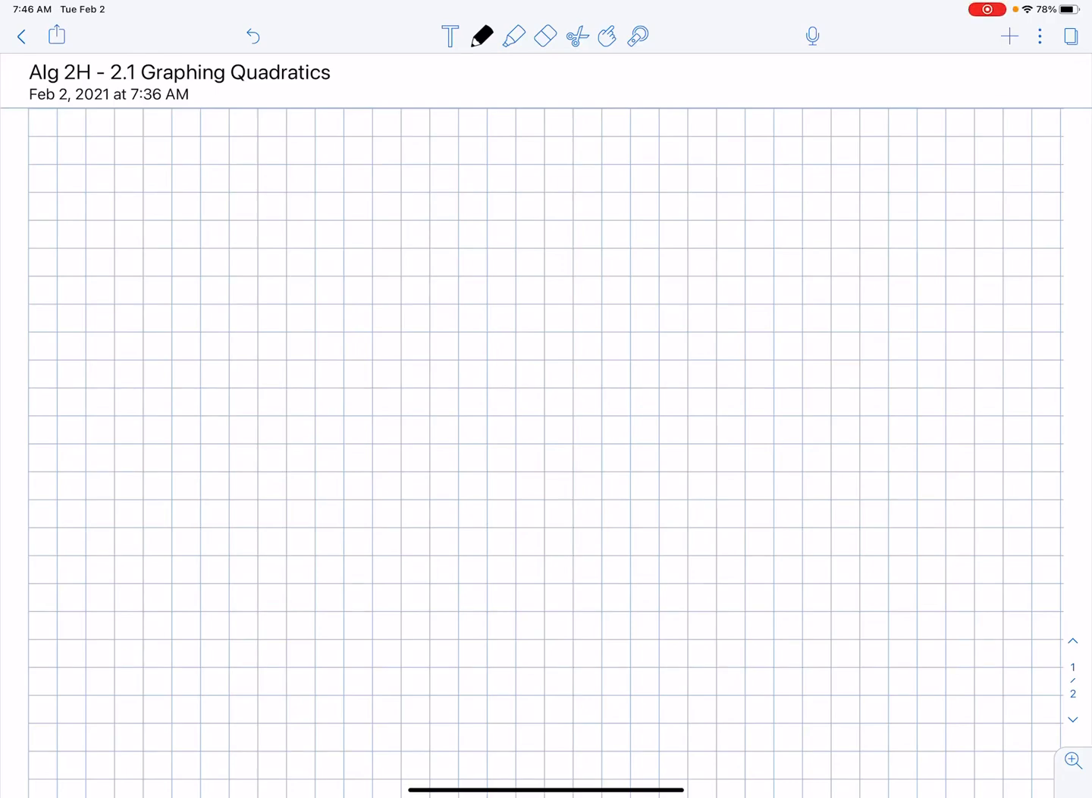Hello, Algebra 2ers. We are actually moving into Chapter 2, and we're going to be graphing some quadratics. So graphing quadratics. We've been working with linear functions, and it's time to move on to our next function, the quadratic function. So let's go ahead and define it for us.